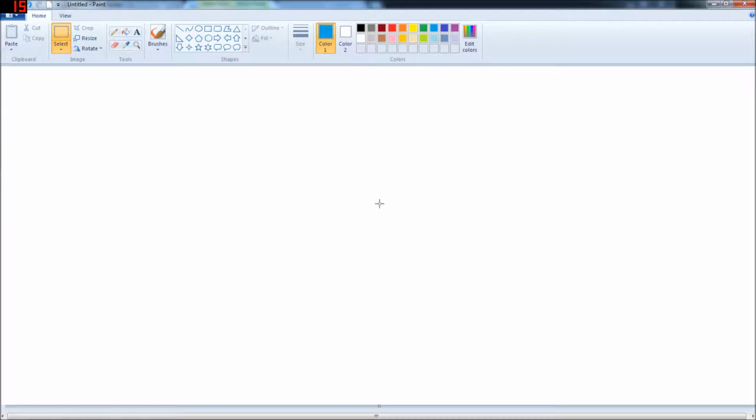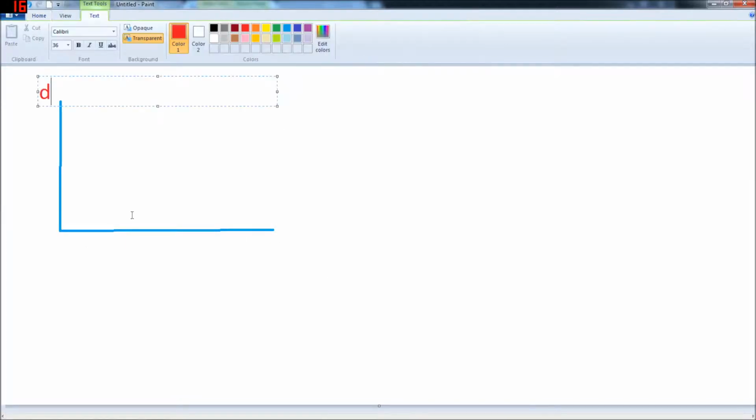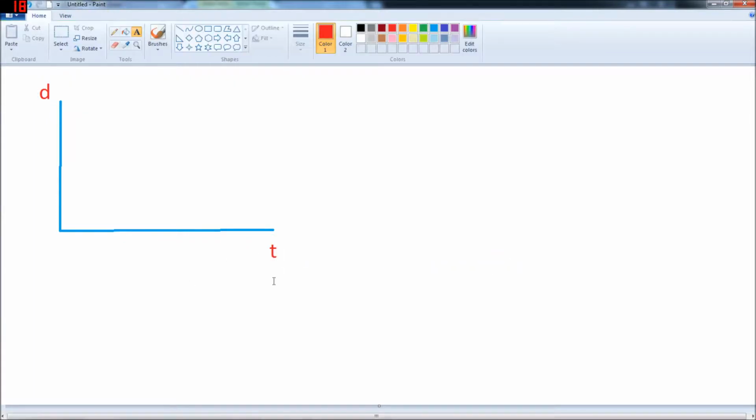I'm going to get rid of all of this now. So let's say we have a distance time graph first of all, and let's draw a few different things on it. So let's write this on just so we're sure, distance and time. Now, of course, I forgot my units. I'd lose some marks. You guys know what I'm doing though.